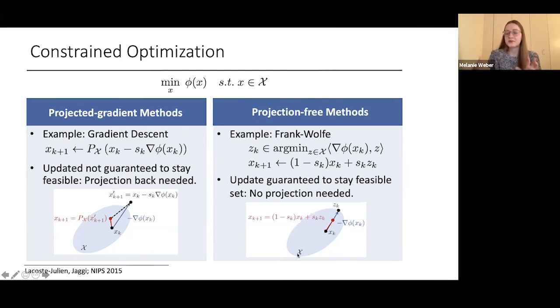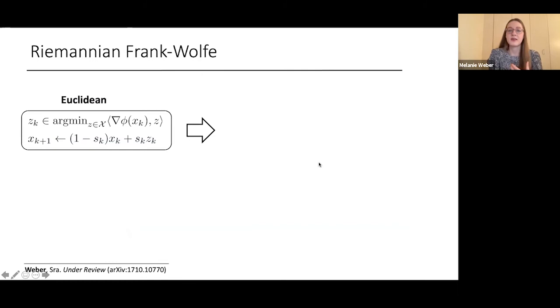And since we assume our constraints to be convex, any point along that line will be in the feasible region, and we don't need to compute any projections back. So in practice, we have to compare the cost of computing a projection with the cost of solving this subroutine, this linear oracle.